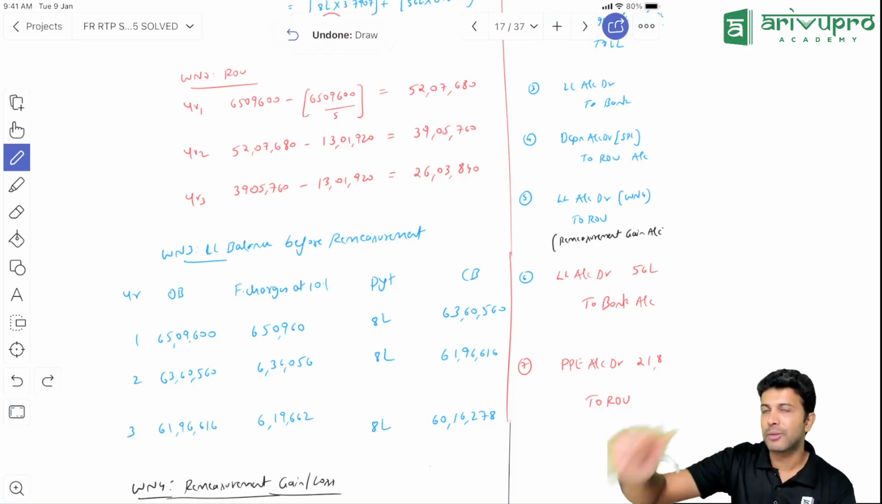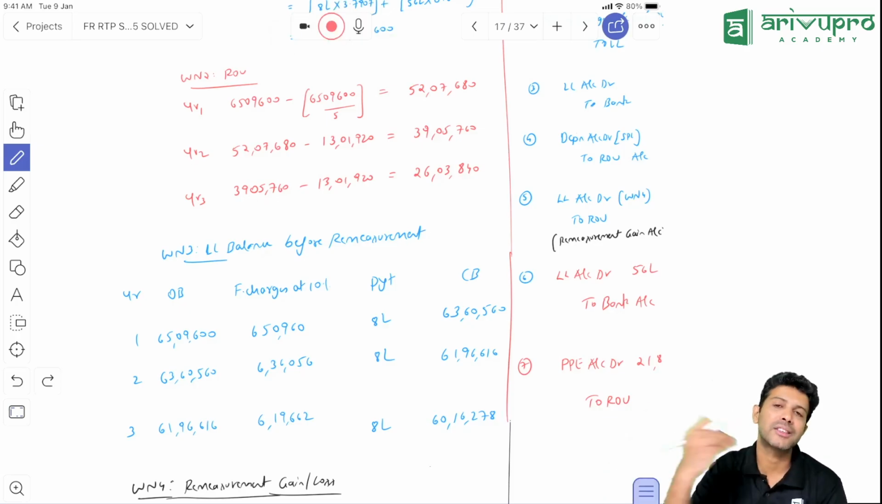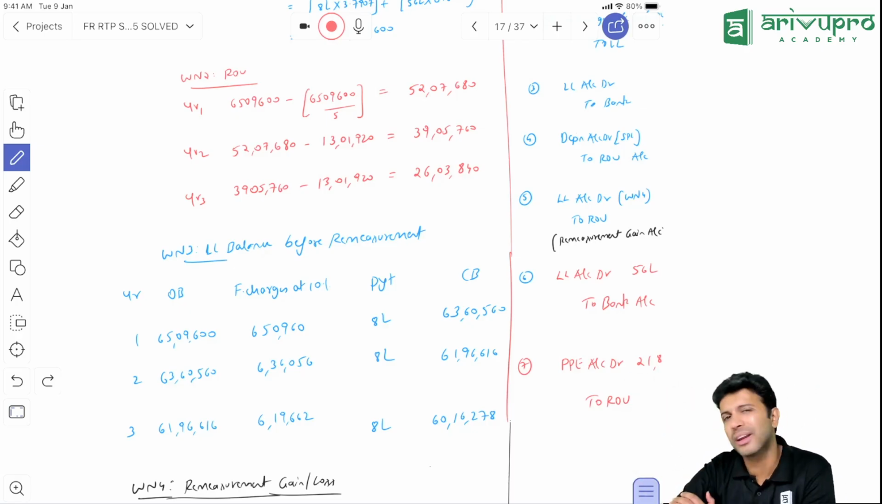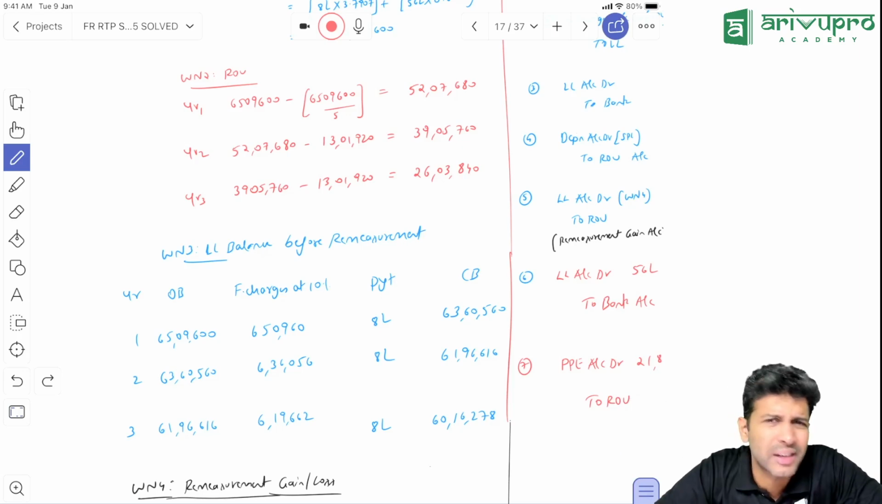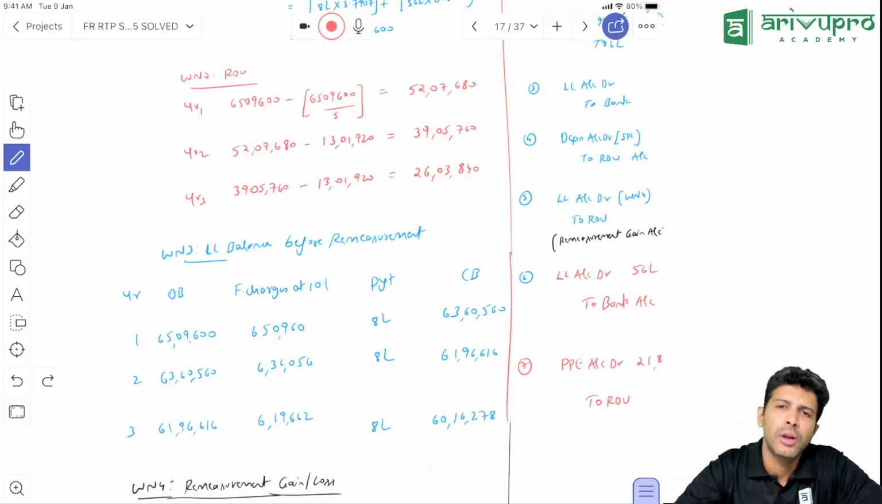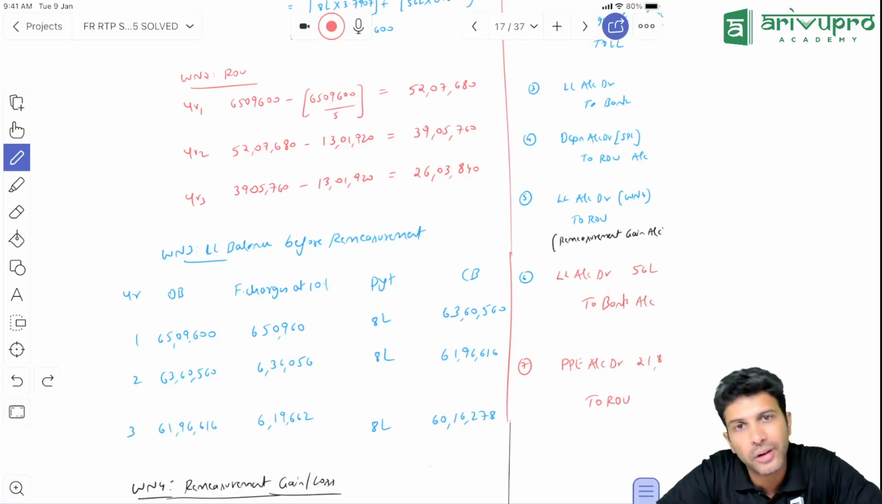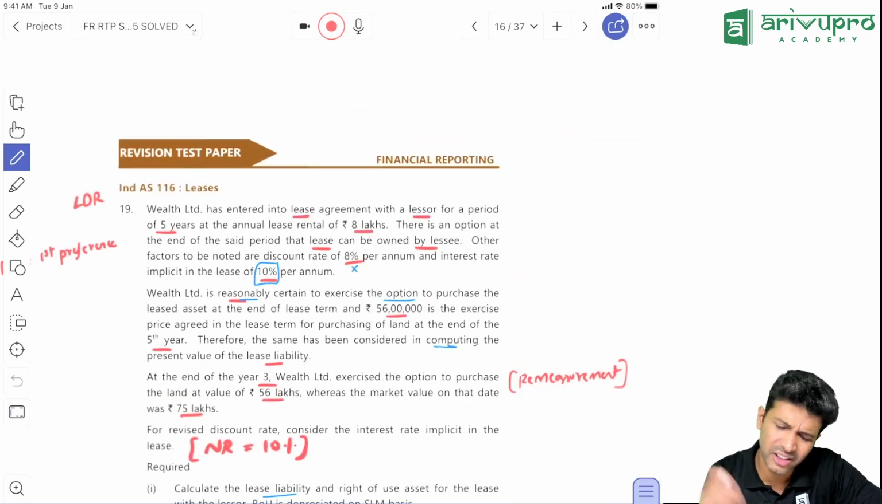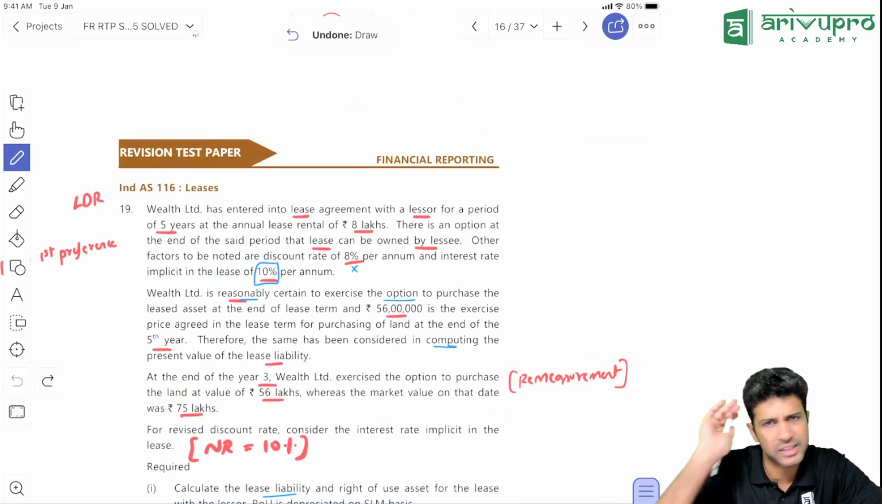Okay. Now what happened? Instead of buying the asset in the 5th year, now we are buying the asset in the 3rd year only. So it's a remeasurement basically, right? It's a new remeasurement concept. Whenever there is a remeasurement, what happened? We have to find the revised lease liability. How? Present value of future cash flows discounted at the new rate. And here they're saying the new rate is also the same, the old IRR only, which is 10%.